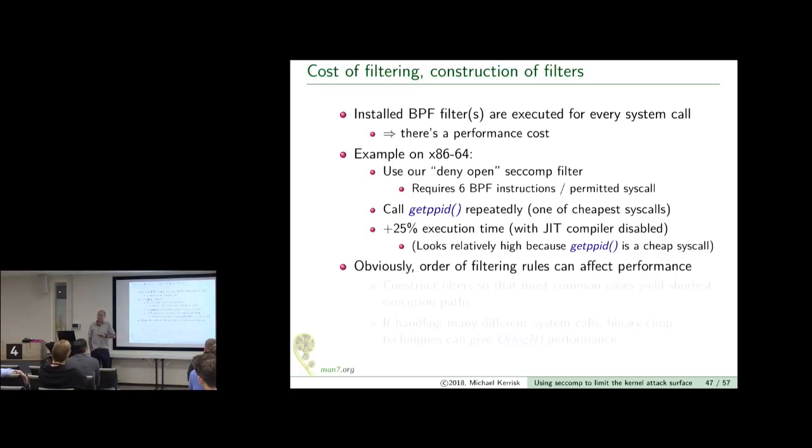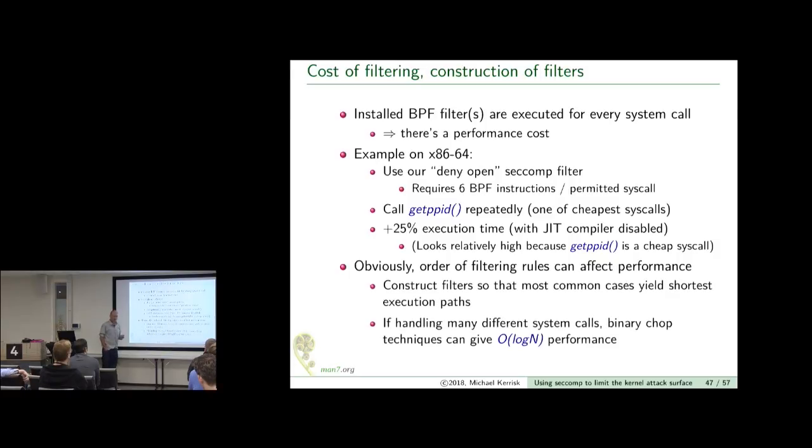If you're writing a filter that deals with many different system calls, then obviously the order in which you do the checks in your filter can matter. You want to construct your filter so that the commonly applicable rules are dealt with first, so you can exit the filter as early as possible. In the ideal world, where you get the perfect binary chop on your checks, you'll get order log n performance on your filter, where n is the number of different kinds of checks that you're going to make. Obviously not probably possible to achieve in practice, but it's the ideal to aim for.